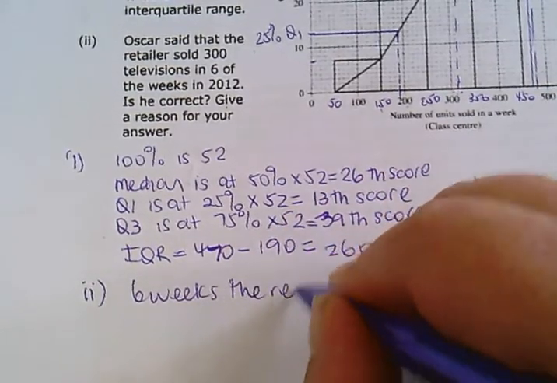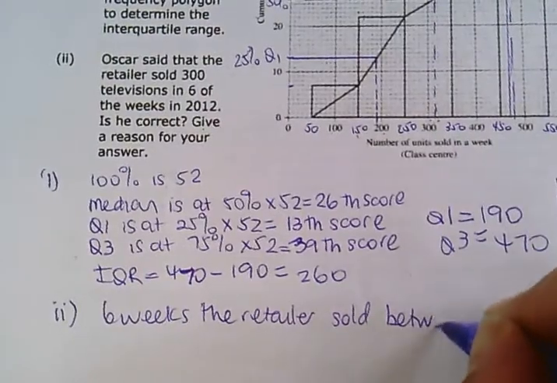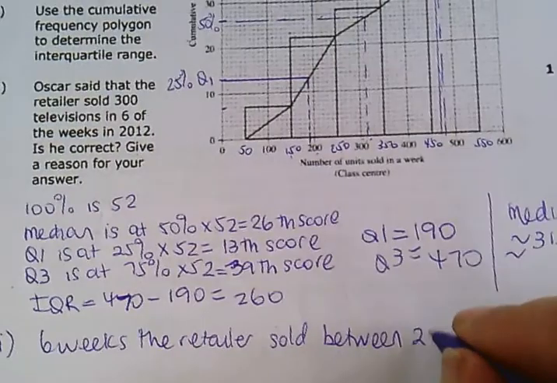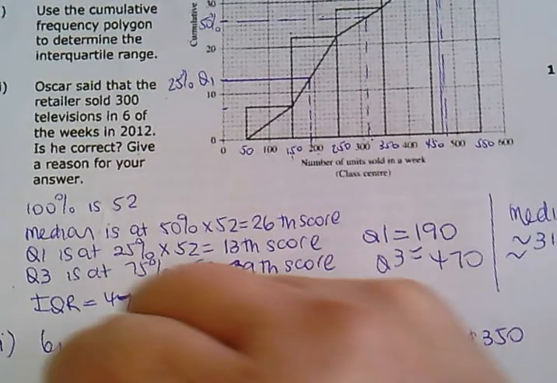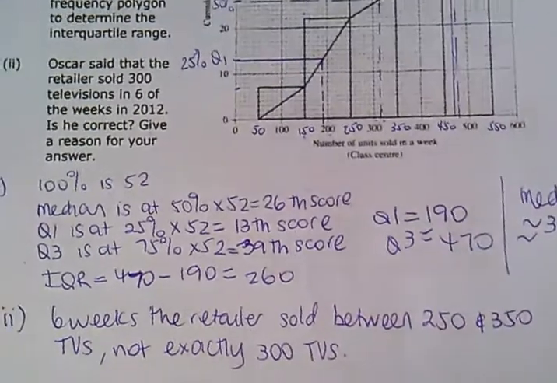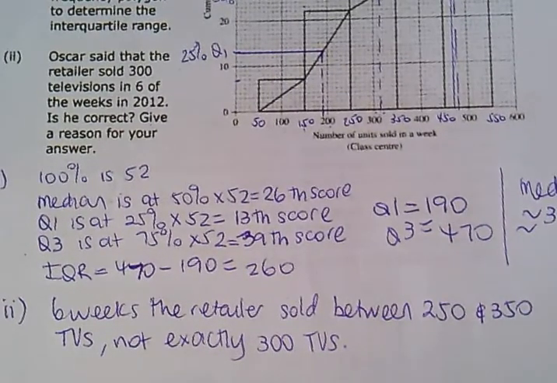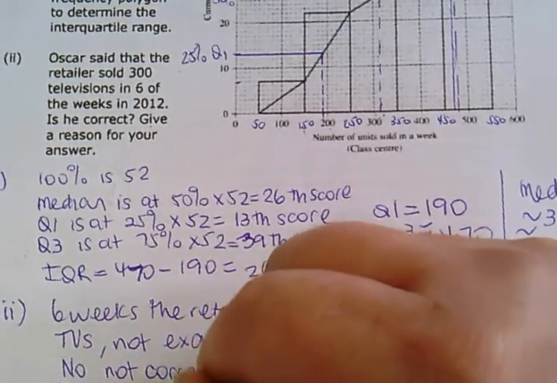So 6 weeks, the retailer sold between, not exactly 300 TVs, but between 250 and 350 TVs. Not exactly 300 TVs. Right? So the answer is no. Oscar's not correct. The retailer did not sell exactly 300 TVs, but he sold between, so the answer is no, he is not correct. Okay?